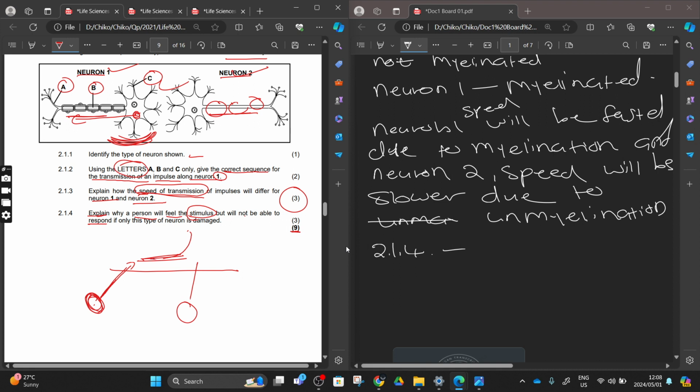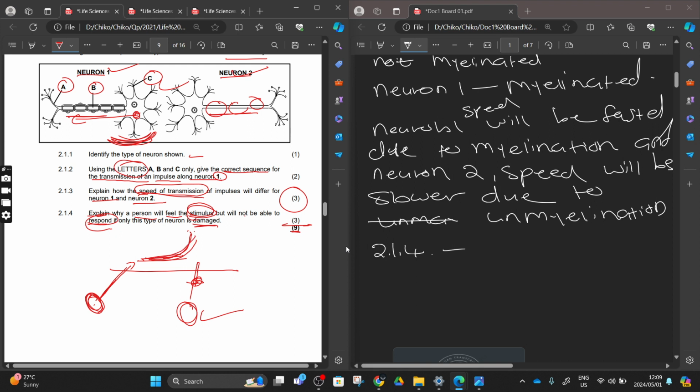The person will feel the stimuli. Here we are referring to stimuli, it's not the pain, right? So you are going to feel that stimuli, and then because our motor neuron is cut or damaged, the impulse will not be sent successfully to our effector, so you will not respond, right? It is 3 marks here. So this is what you have to explain, right?